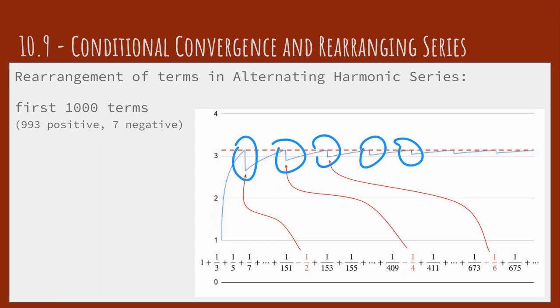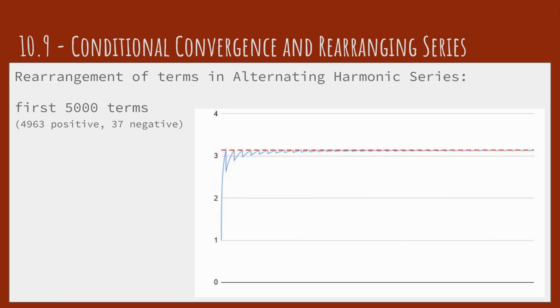So no matter what term we pick, so say the minus 1 over 100 term, eventually we're going to get to that. So again, we're following that rule that every term has to be used. It doesn't matter that we're using more positive than negative, because eventually we're going to use any negative term that we choose. So if I expand this to 5,000 terms, now 37 out of the first 5,000 terms are negative, and almost all of them are positive.